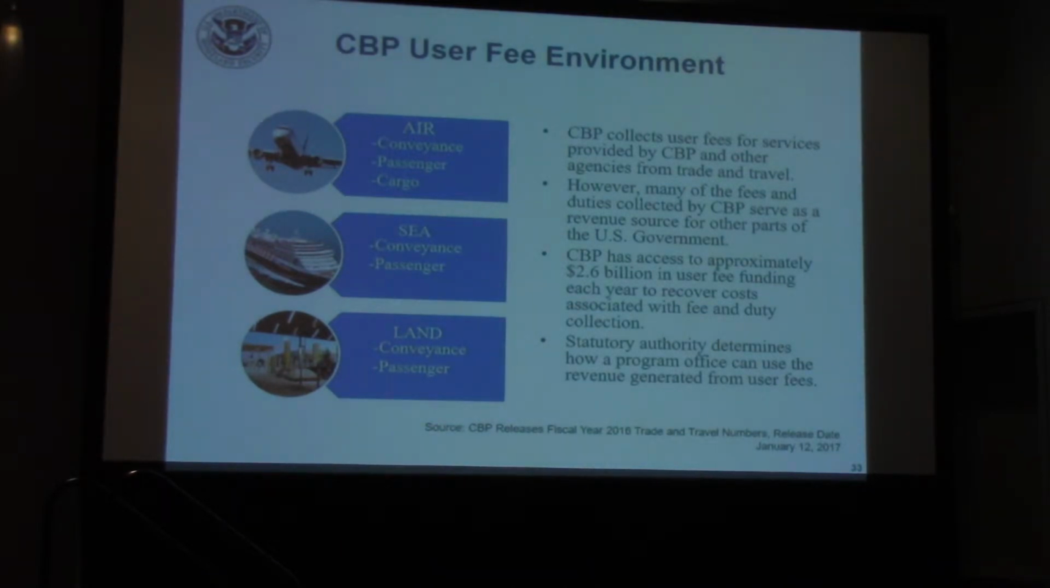Many of the fees and duties collected by CBP serve as a revenue source for other parts of the U.S. government. So we don't get to keep all that we collect. A lot of it goes elsewhere. We only get to keep a small portion of it.